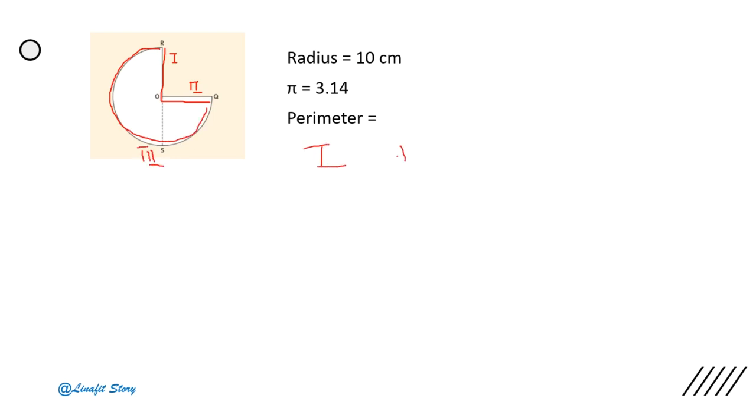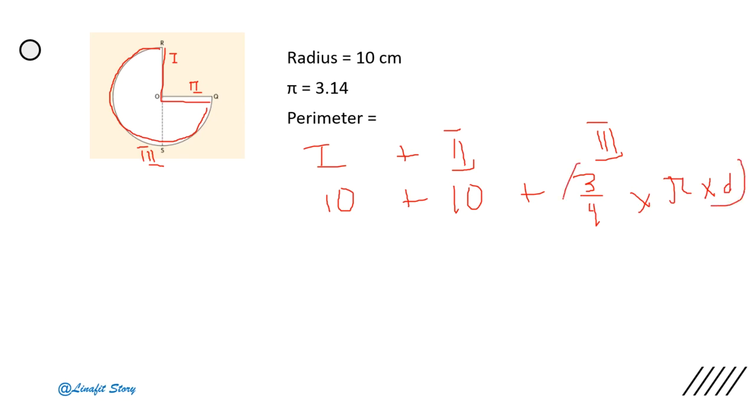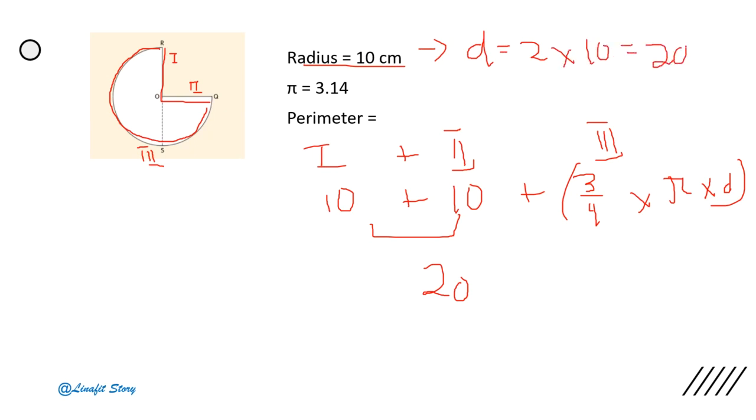The length of number 1 and number 2 is 10 cm plus 10 cm. How to get the length of number 3? It is 3 out of 4 times pi times diameter. 10 plus 10 equals 20. If the radius equals 10 cm, how about its diameter? 2 times 10 equals 20 cm.